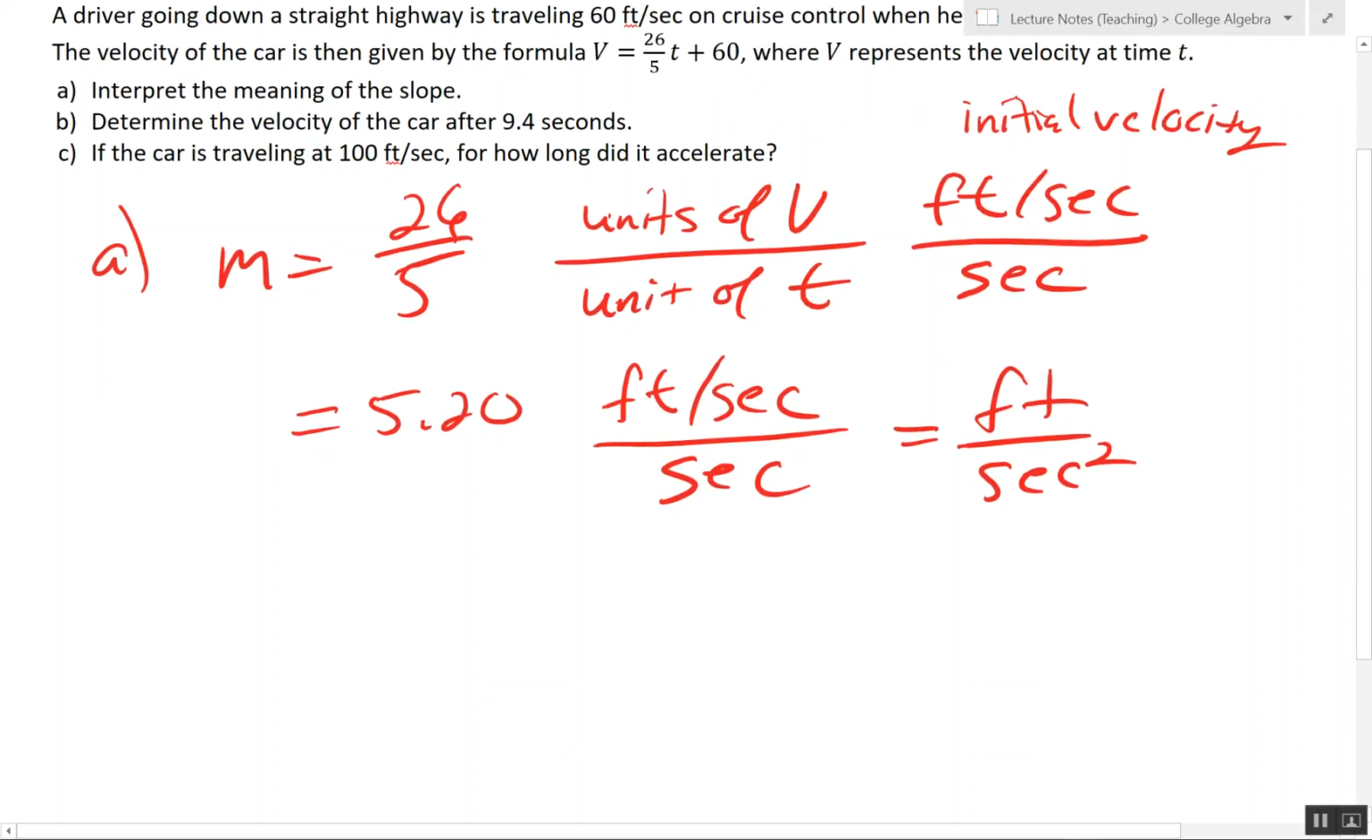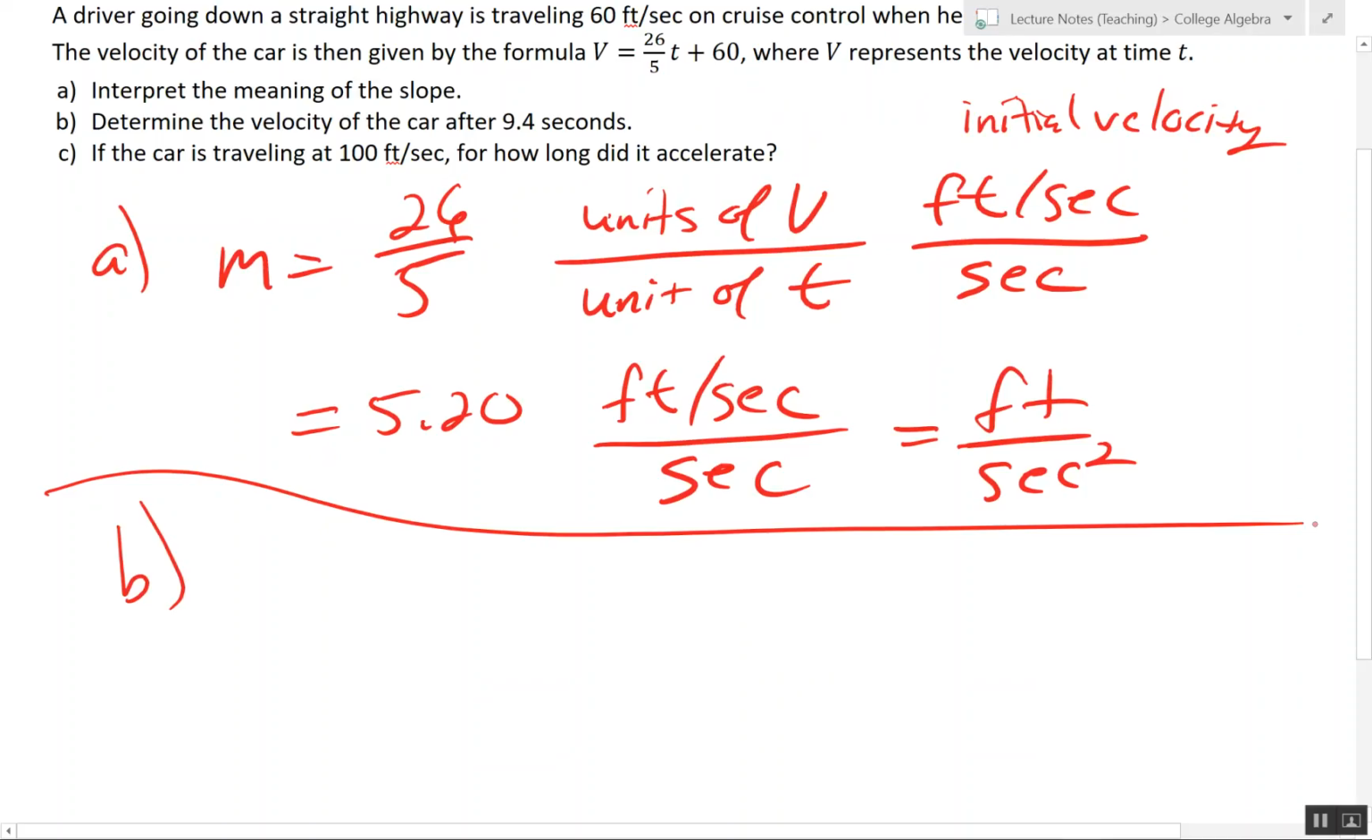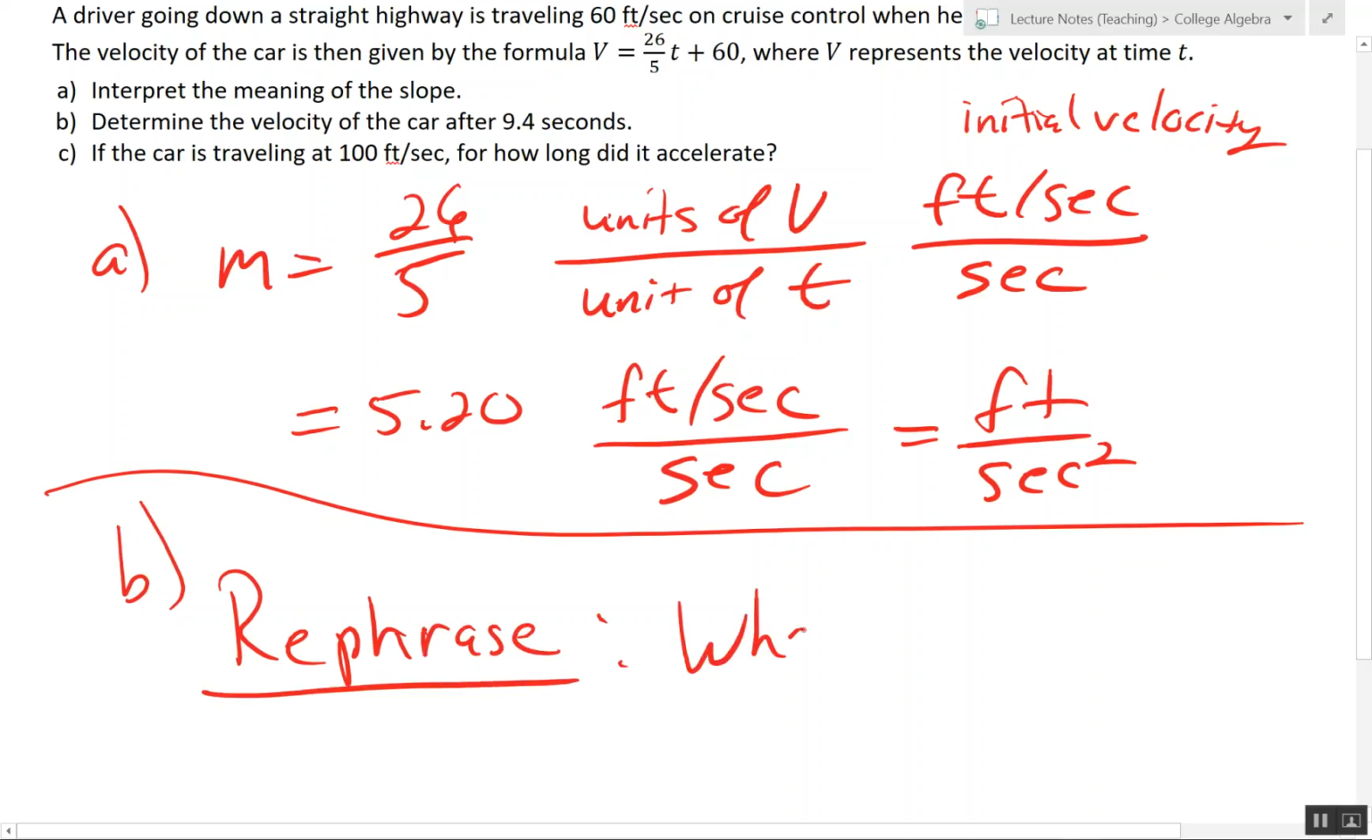So part B is asking to determine the velocity of the car after 9.4 seconds. So this is one of the things you have to rephrase into math terms, and what this means is: what does v equal when t equals 9.4?